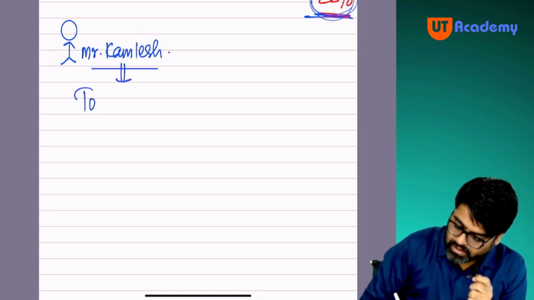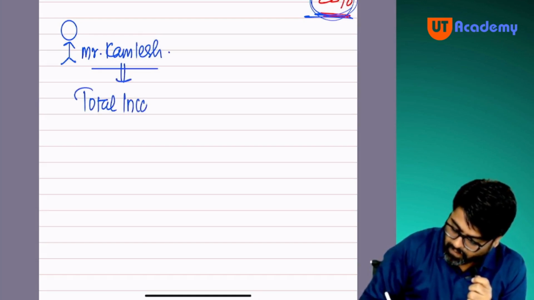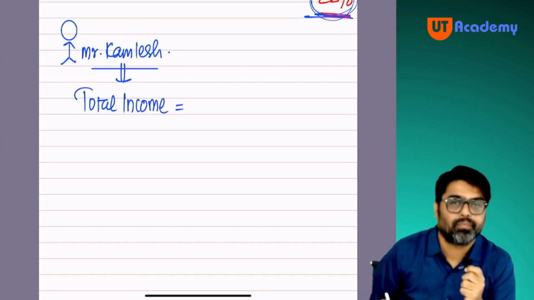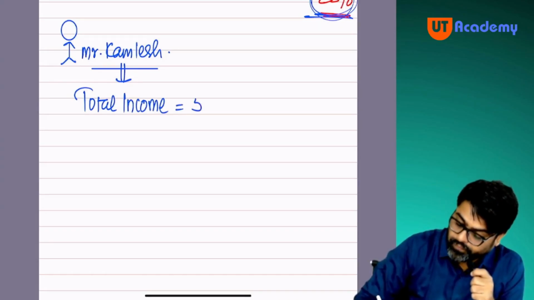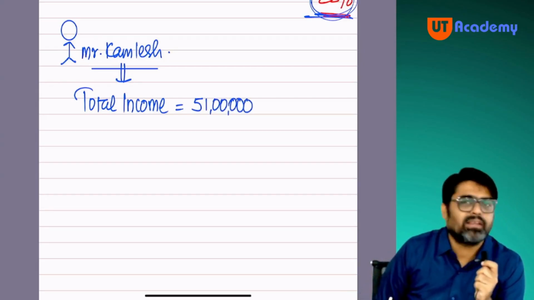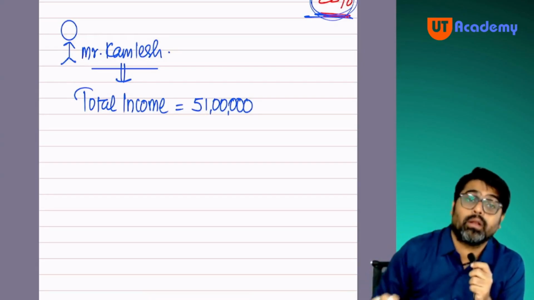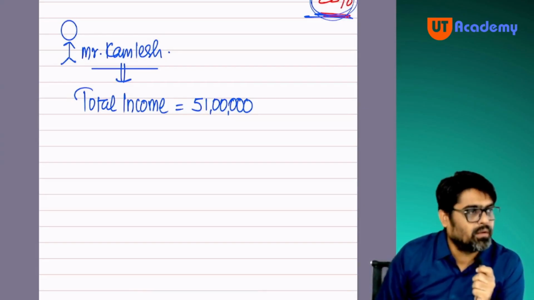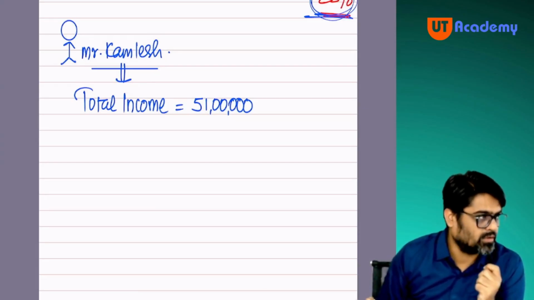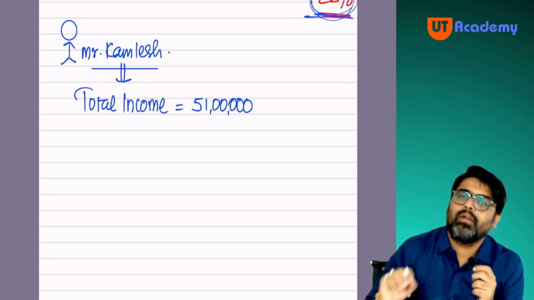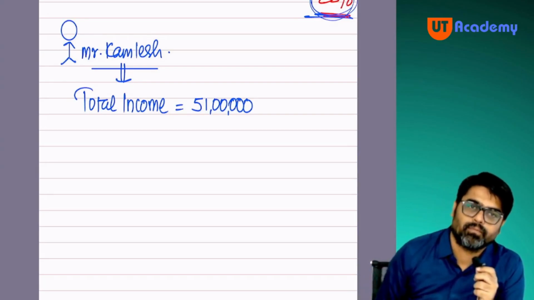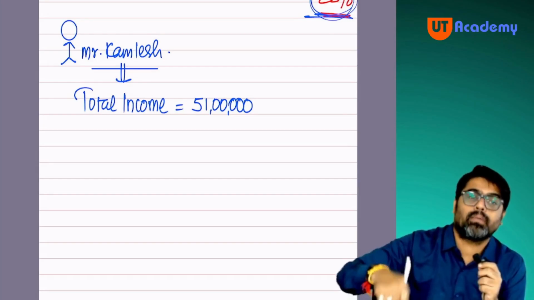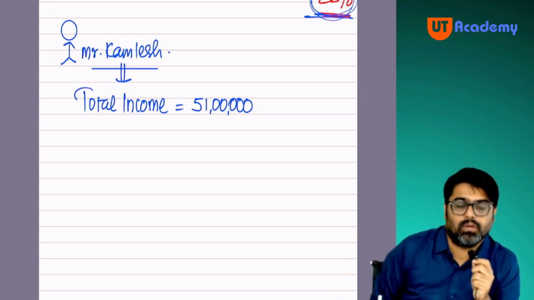Now, Kamlesh, you are earning a total income of 51 lakhs. Example, okay, you are earning a total income of 51 lakhs, possible? Yes or no? So if total income is 51 lakhs, this total income is earned by an individual.